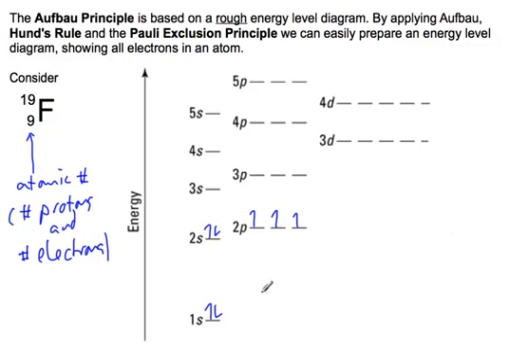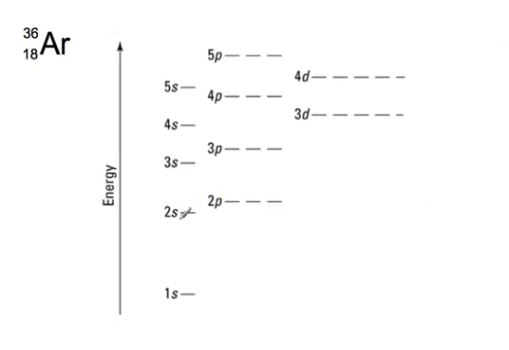And now I've just put out 7 electrons. Now I have to start filling the p orbitals. And there's my 9 electrons. So that would be an energy level diagram for fluorine. Not that tricky. Argon, 18 electrons. Here we go, 18.